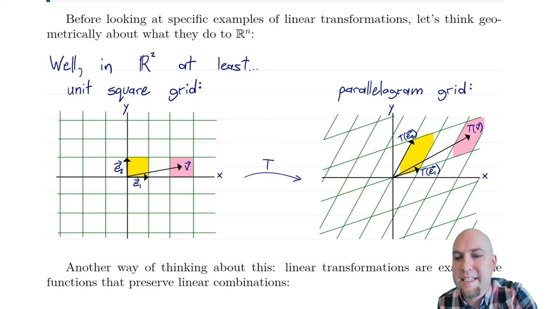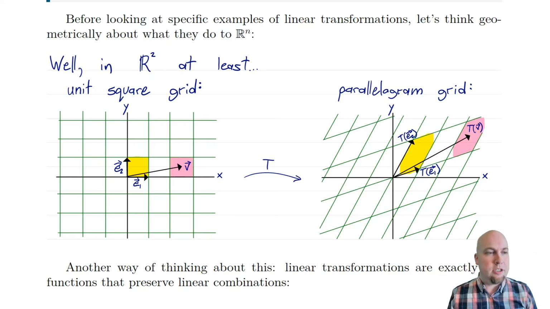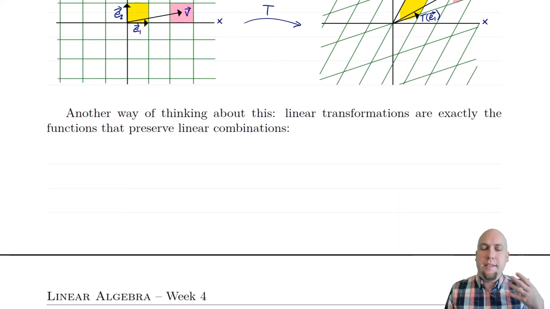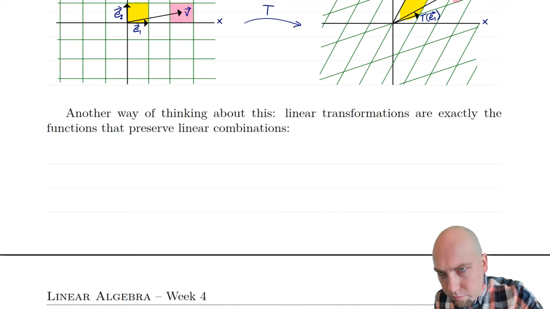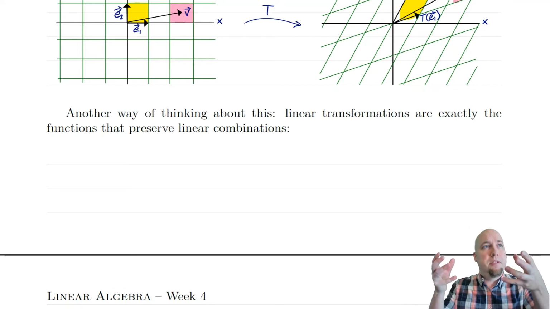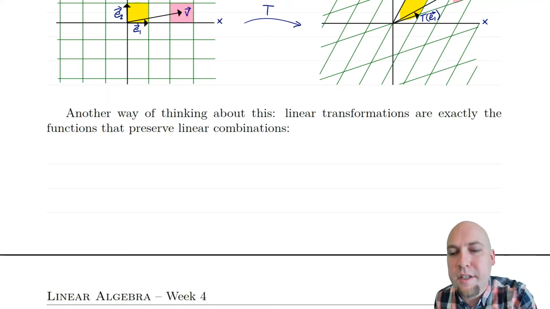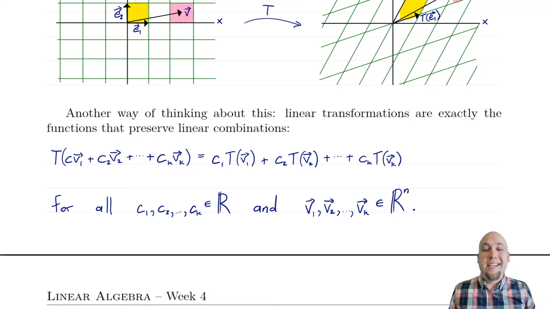Okay, we'll come back to that in a little bit once I've hopefully convinced you that this picture is true. But for now, I want to give you another way of thinking about linear transformations. They were defined as functions that preserve vector addition and scalar multiplication. And remember, if you combine vector addition and scalar multiplication, what you get are linear combinations. So another way of thinking of linear transformations is they're exactly the functions that preserve linear combinations. They're exactly the functions that you can pull linear combinations out of.